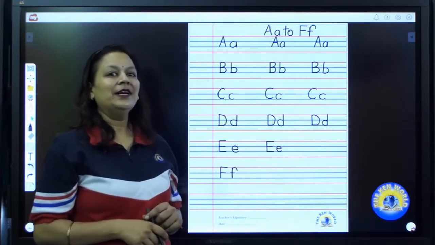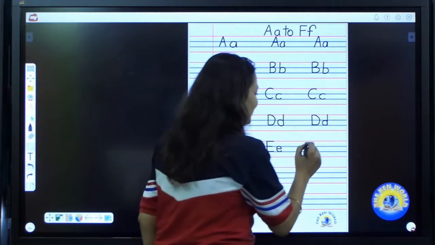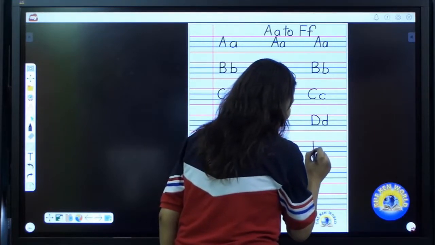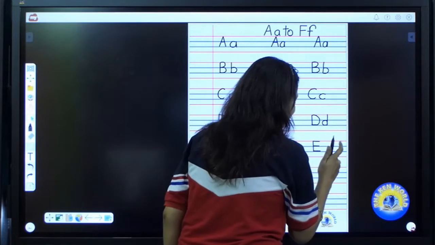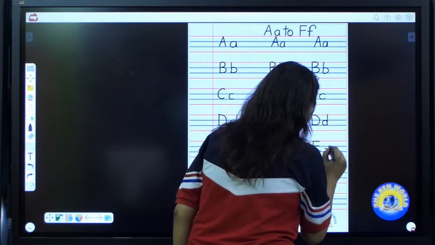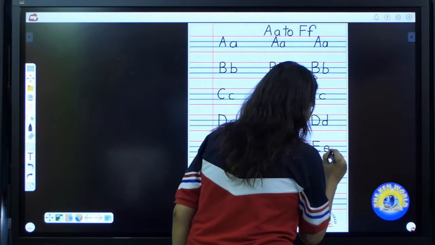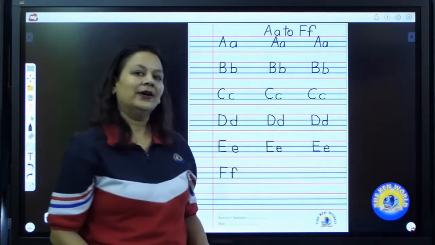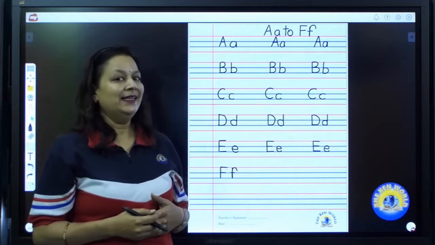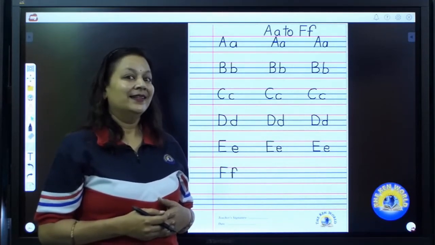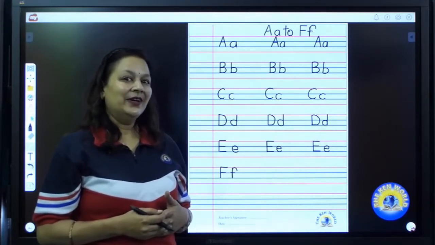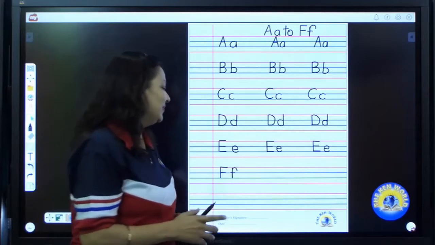Now one more time we are going to write E. E says eh. E as in egg. Now it's your turn to complete E. Done? The next letter is F. What are we going to write? F.